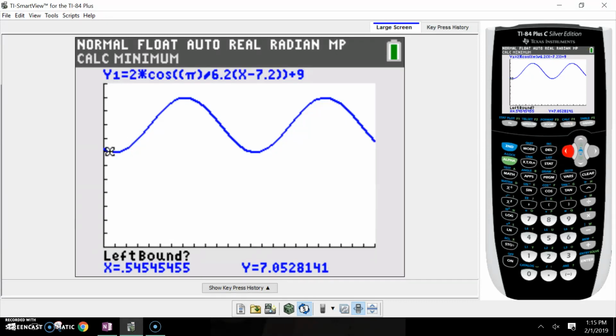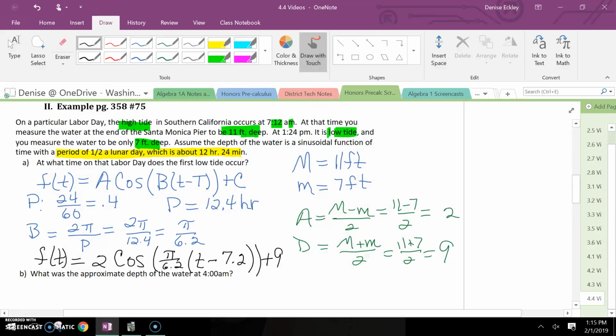So I'm going to make sure I'm a little past it, to the left of it. I hit enter. Then I move a little to the right of it and hit enter. And then the calculator asks us to guess, but I'm just going to hit enter. And it should give me the lowest value in between, which is almost exactly 1 hour. So 1 hour after midnight is going to be 1 a.m. So the answer to part A is the first low tide happens at 1 a.m.